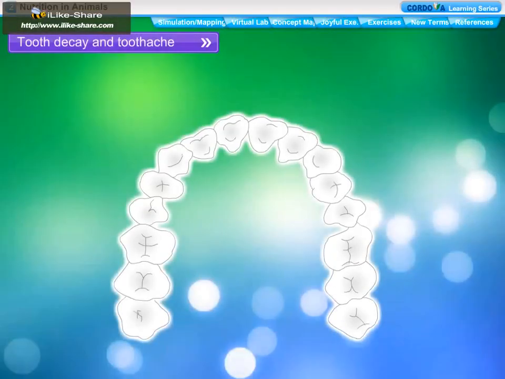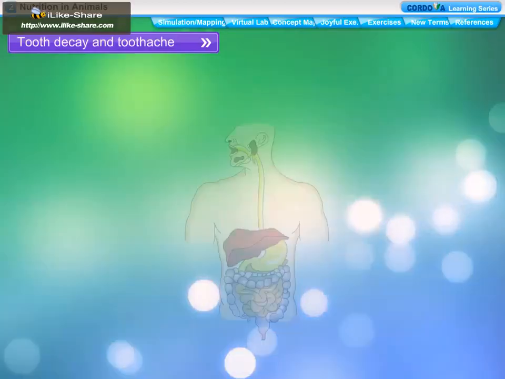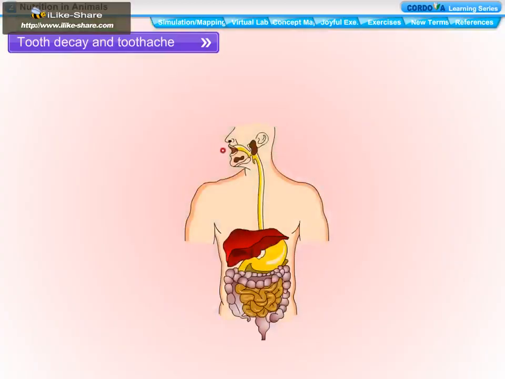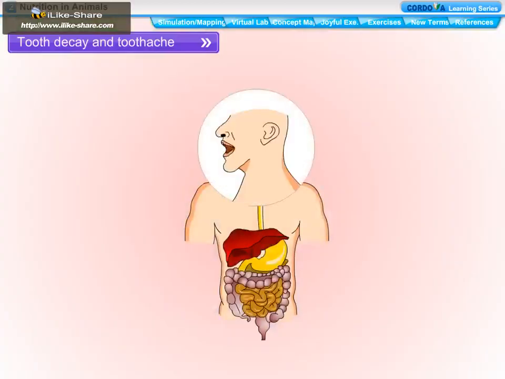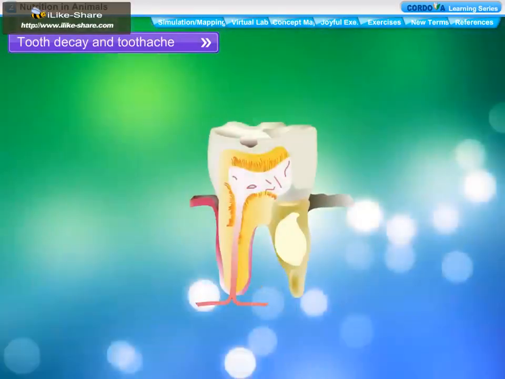Do you know? Tooth decay and toothache. When we eat food, small bits of it get stuck between our teeth. Sometimes these bits of food stay between our teeth if we do not brush our teeth carefully. The bacteria present in our mouth reacts with the leftover food and forms acids. The acids affect the tooth enamel, which starts decaying. This is called tooth decay.